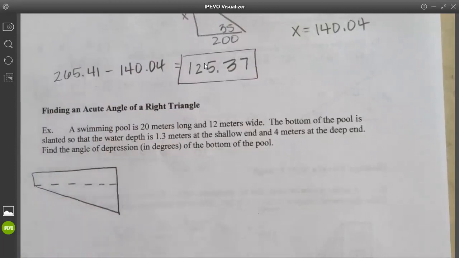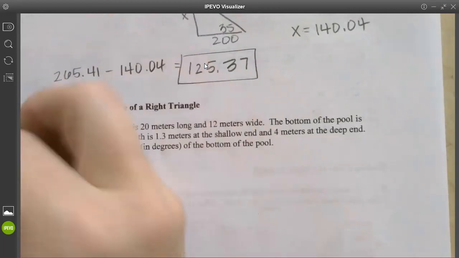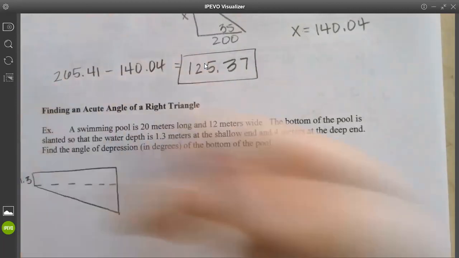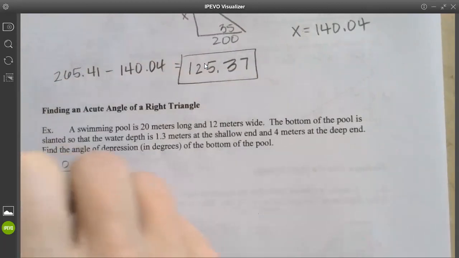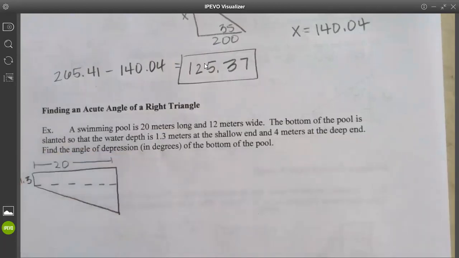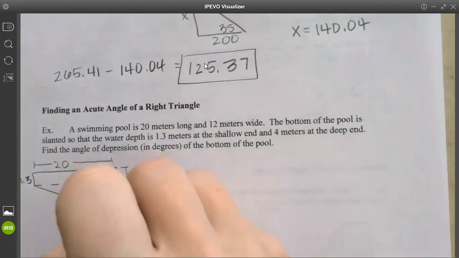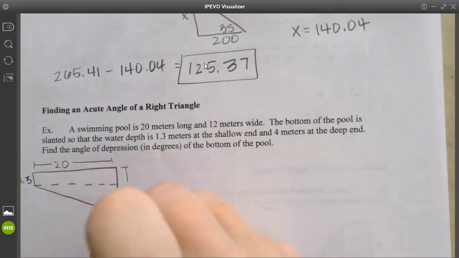All right, so this is like a side view of the pool. Like if you had a glass side pool, you understand what I'm saying? Like a fish tank, like you're looking in the side of the fish tank. It would have the shallow end up here and then the deep end. The shallow end was 1.3. The swimming pool is 20 meters long. The deep end is 4 meters.